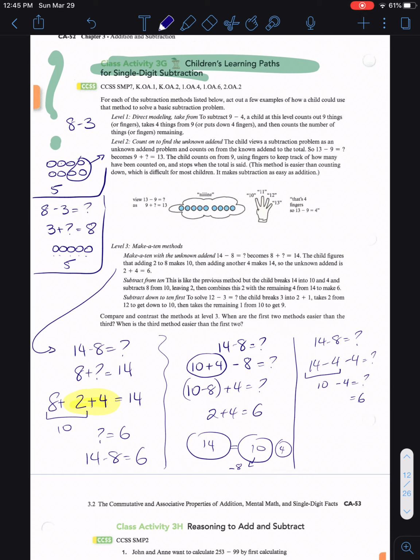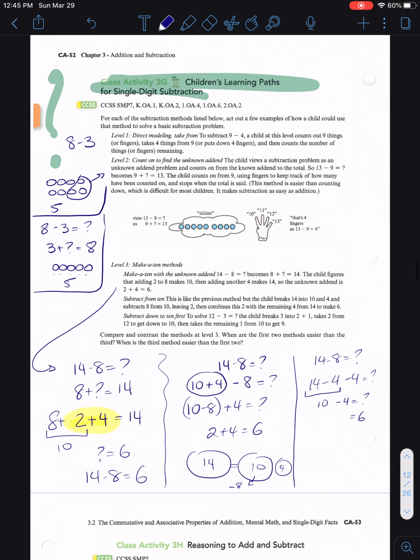Notice the flexibility with which the kids can think about these when they have an understanding of what the operation is doing. So practice this, just make up some questions. Let's stay under 20 and make up some questions and see if you can figure out how a level 1, level 2, and level 3 student would be looking at them and how they might be able to solve them.